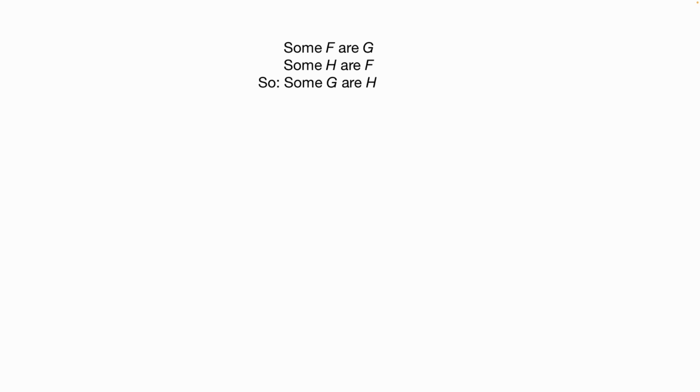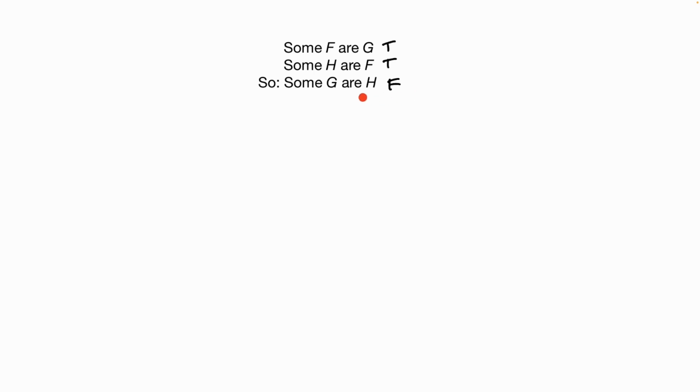Okay, moving on to a different example here. This time the pattern of reasoning is some F are G, some H are F, so some G are H. Is this a valid form of reasoning? Well, again, we don't have any truly systematic way to approach this type of question, but let's try seeing if we can create a scenario where this conclusion here is false, but these two premises are true. Can we create a situation like that?